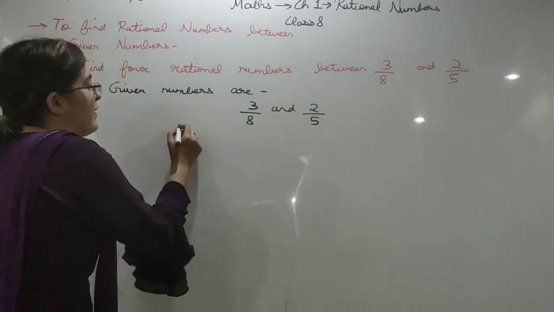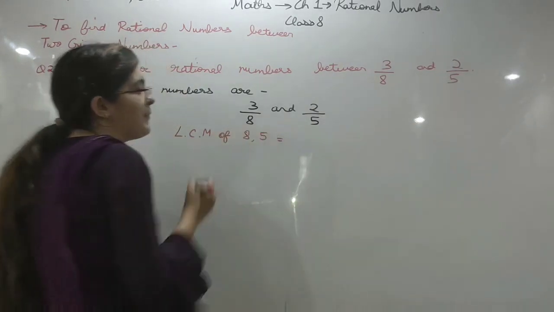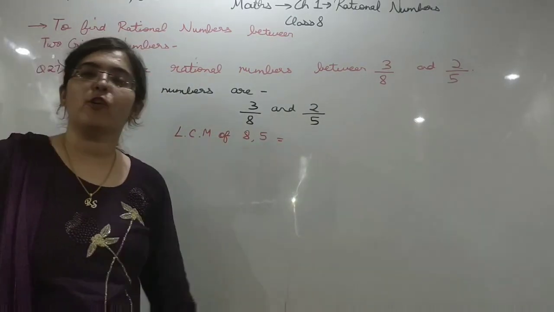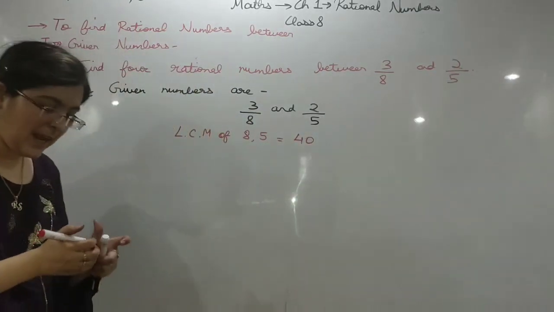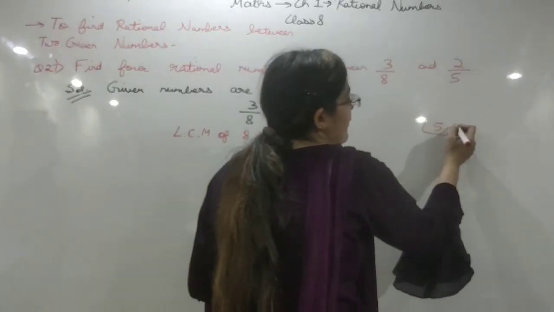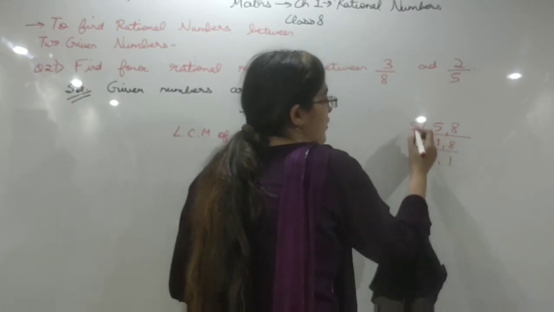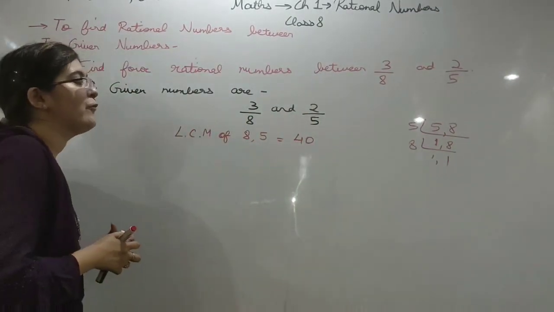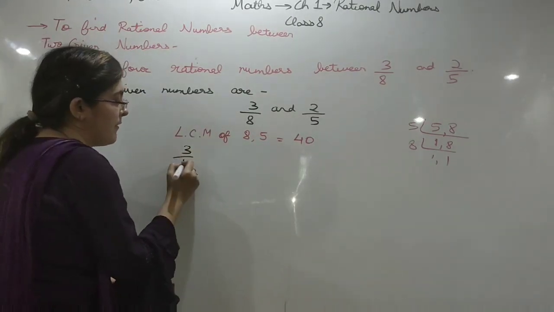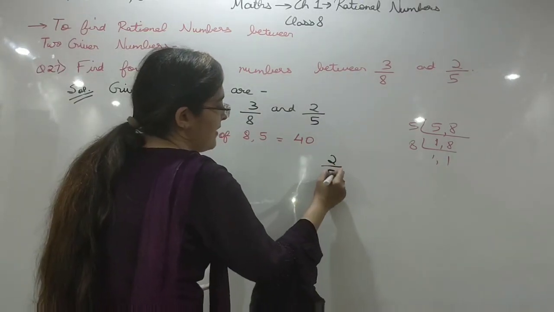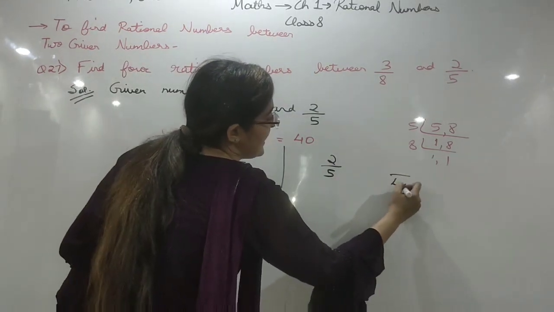So what we will do? We will find out the LCM of denominators. Since 8 and 5 have no common factors, the LCM will be 8 fives are 40, or you can do it like this if you want. Okay, it is 40. So what we have to do now? This is step 1 only. We have to write these numbers here, and we have to make the denominators 40.